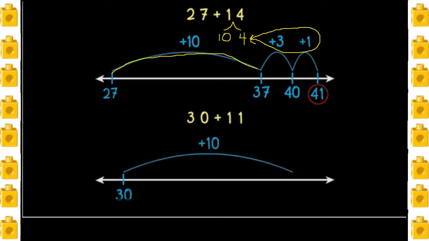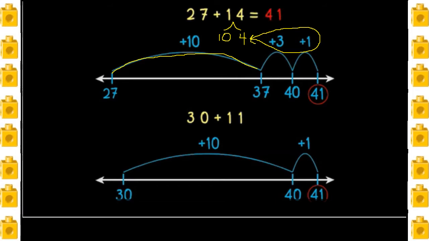Now let's look at the bottom. Our number line will start with 30 because we're doing 30 plus 11. 11 is actually a 10 and a 1. So let's jump 10 and that'll take us to 40. And we still have one more to do, so we'll do plus 1. And 40 plus 1, once again, is 41.